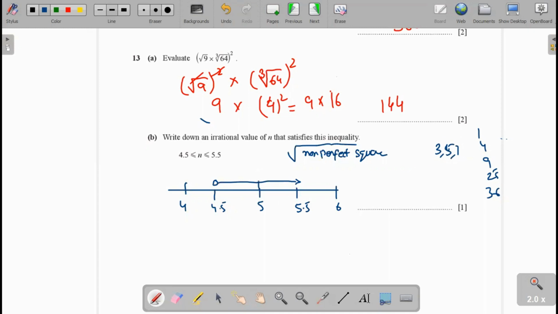Now we see that the square root of 25 is 5, but this is a perfect square number. We have to write a value closer to the square root of 25. That closer value could be square root of 26, or it could be square root of 24. Now we can write under root 24 or under root 26 as the answer for this question, and this is the irrational value of n. Now we go to the next question.